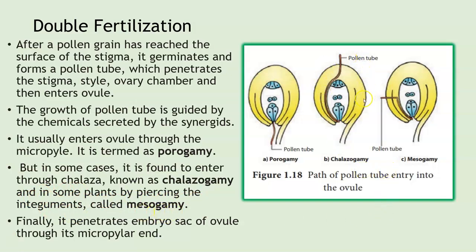You can have a look at the image here. This is the chalazial end. If the pollen tube enters from the chalaza and then reaches the egg cell, it is termed chalazogamy. If it enters through the integuments, that is the protective coating above the ovule or the embryo sac, then it is called mesogamy. Finally, it penetrates the embryo sac of the ovule through its micropylar end only.